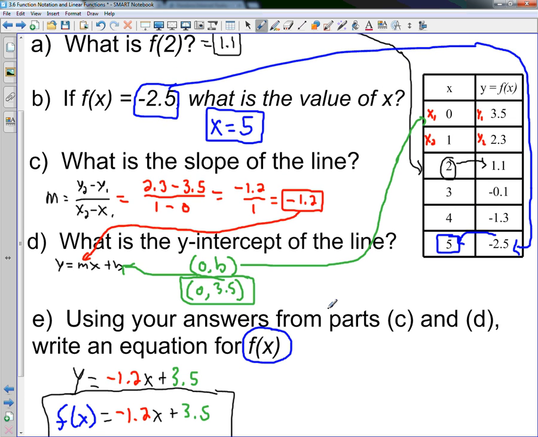So that's A through E. Again, if I move too fast, go ahead and rewind me and go back to what you need help with.